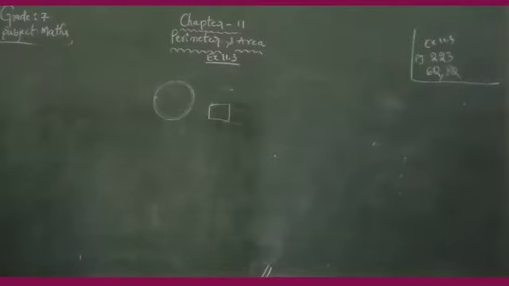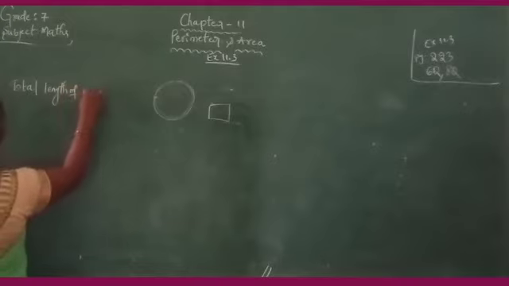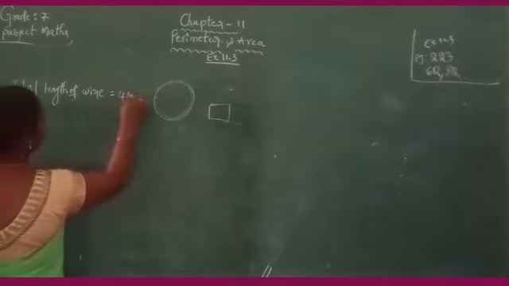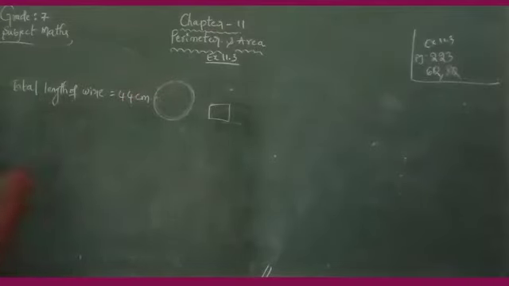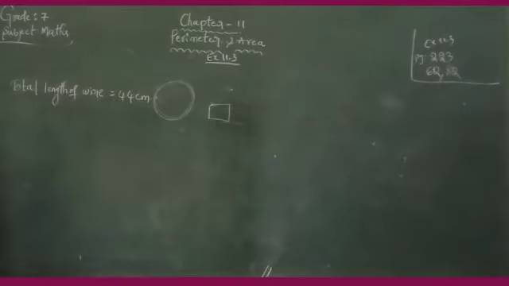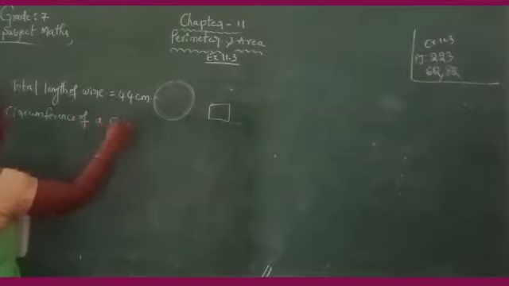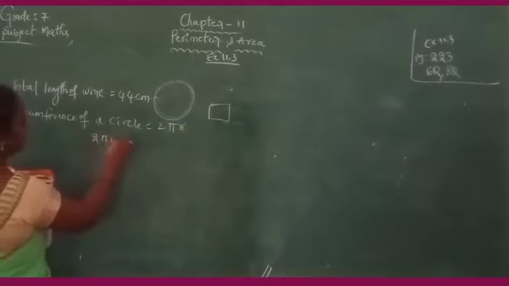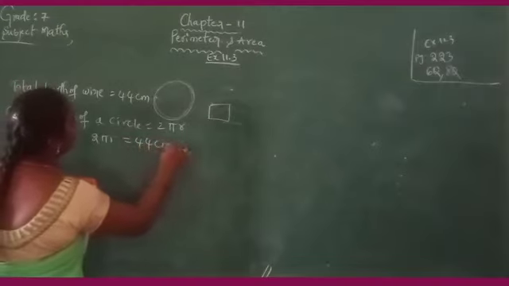Given values: the total length of wire. What is the total length of wire here? 44 centimeters. Here the total length of the wire is given as 44 centimeters. So we have to find the circumference of a circle, that is 2 pi r. 2 pi r is equal to 44 centimeters.